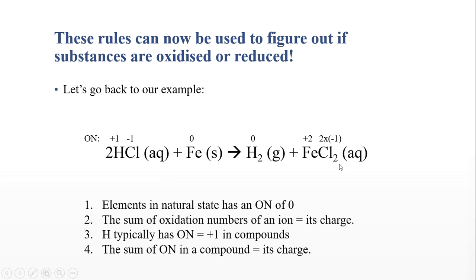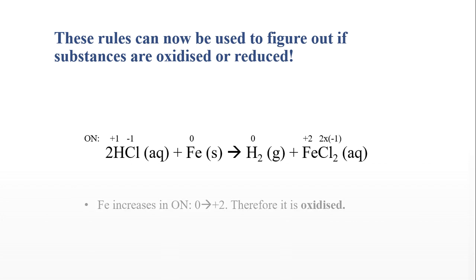So, using the rules, we've now assigned oxidation numbers to the atoms here, even within the compounds. So, how does this help us? Well, you see that iron here goes from an oxidation number of 0 to an oxidation number of +2. That means we have an increase in oxidation number, which corresponds to an oxidation process. So the iron in this chemical reaction is oxidized.